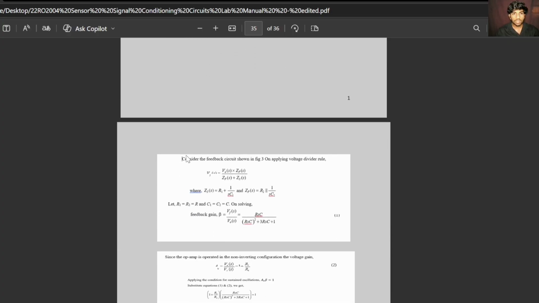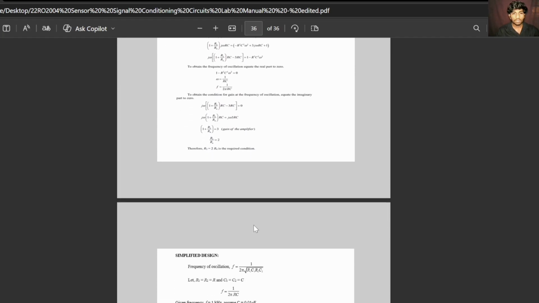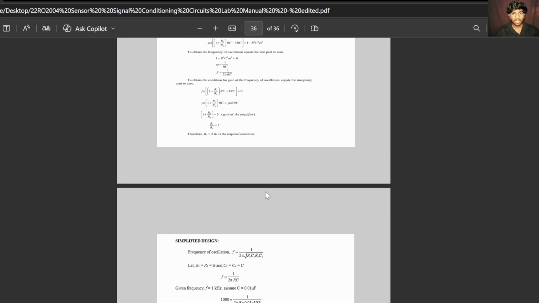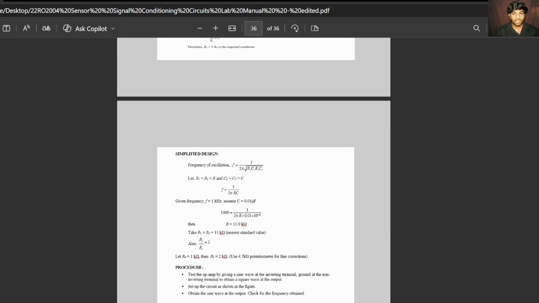When we come to the design part, this is the equation for the design. This is a simplified design, that is f is equal to 1 by 2 pi root of R1 C1 R2 C2. Here we can see the output graph which we are obtaining, that is f equal to 1 kilohertz. The result: a Wien Bridge oscillator was designed and set up for a frequency of 1 kilohertz and the output waveform is obtained.